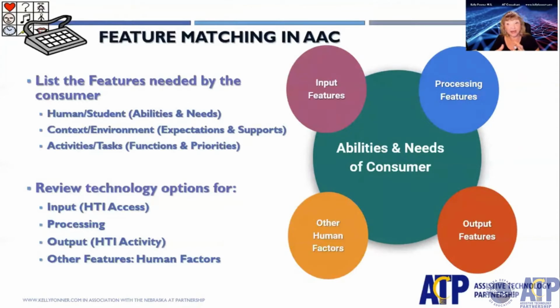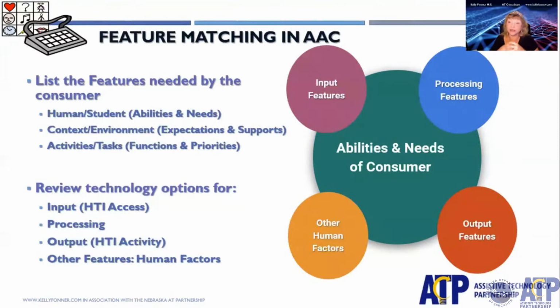Technology breaks down as it does in the typical feature match process. We look at how does that person interface with the technology? Do they touch it? Do they look at it? Is it something that they use a switch to access? How is processing set up? Now, this has a lot to do with layouts and vocabulary organization, how messages are stored, how messages are retrieved when we look at AAC in particular.